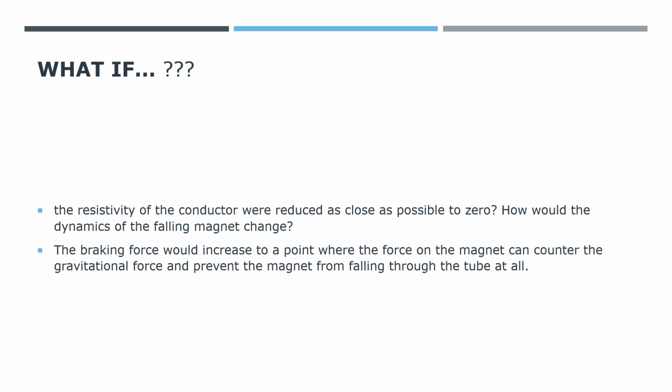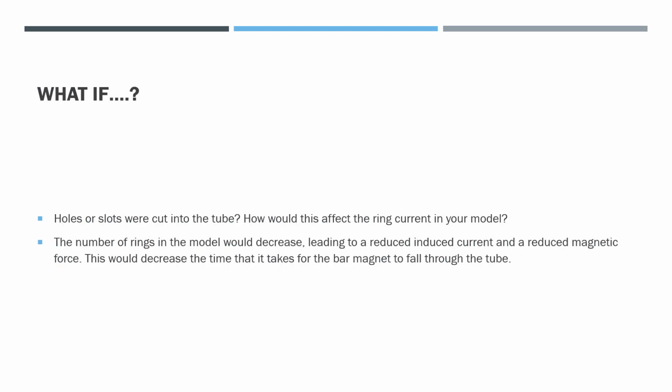So what if the resistivity of the conductor were reduced as close as possible to 0? This means the braking force would increase to a point where the force on the magnet can counter the gravitational force, and it would prevent the magnet from falling through the tube at all. So it would be like levitation. And if holes or slots were cut into the tube, the number of rings in the model would decrease, leading to a reduced induced current and a reduced magnetic force, which would decrease the time that it takes for the bar magnet to fall through the tube.